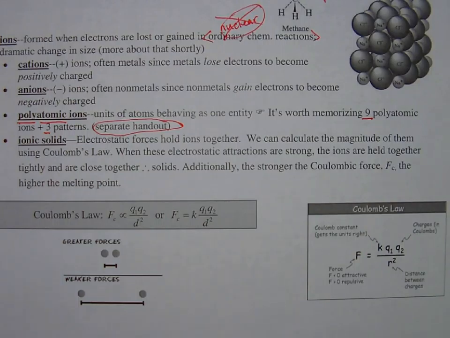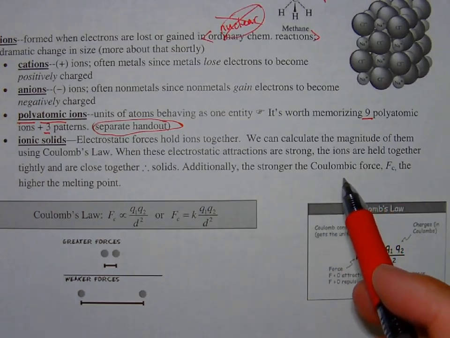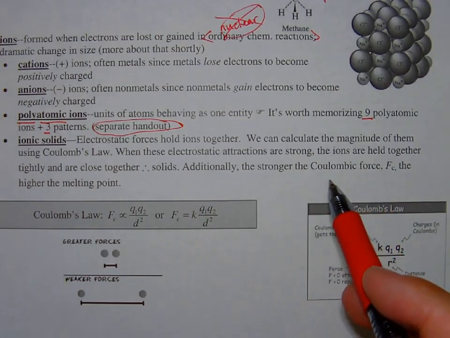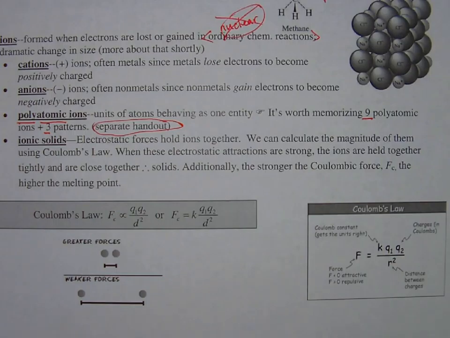When these electrostatic attractions are strong, the ions are held together tightly and are close together. And we call that a solid, right? Additionally, the stronger the Coulombic force, represented by capital F sub C, the higher the melting point, because that means in order to melt it, to get this substance to transition from the solid state into the liquid state, you're going to require more energy to do that. Why are you going to require more energy? Because there's so much force. More force has to be overcome to allow the substance to move into the liquid state, right? So the stronger the Coulombic force, the higher the melting point.